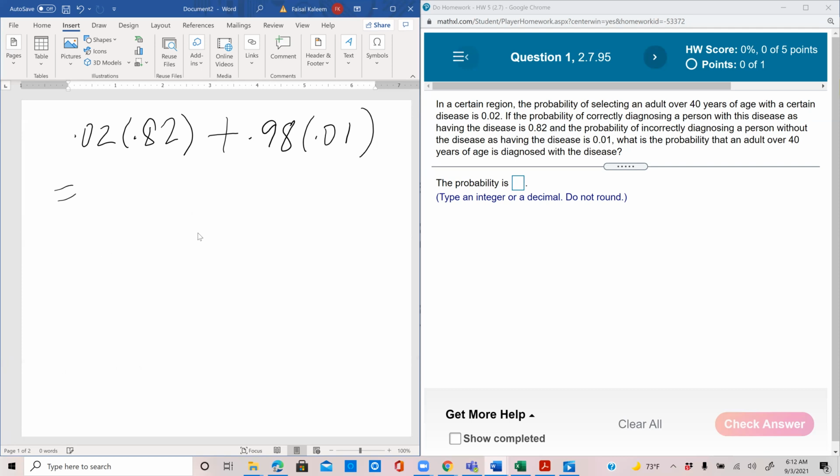So let's see, this is 0.0164 plus 0.0098. That would be, okay, 164 and 98 is 262, so 0.0262.